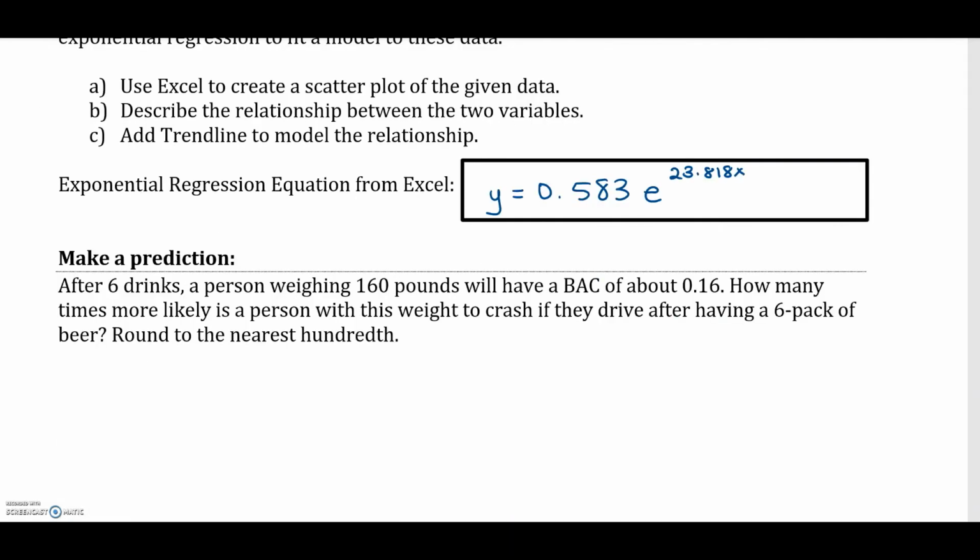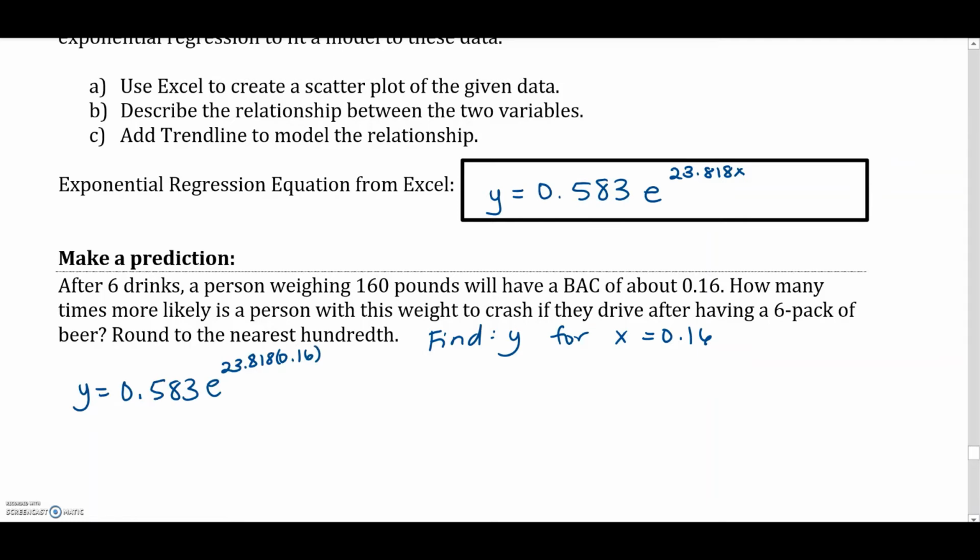Now we would like to make a prediction. After 6 drinks, a person weighing 160 pounds will have a BAC of about 0.16. How many times more likely is a person with this weight to crash if they drive home after having a 6-pack of beer? And we want to round our answer to the nearest hundredth. So in terms of our equation, we would like to find the relative risk, which is y, for x is equal to 0.16.